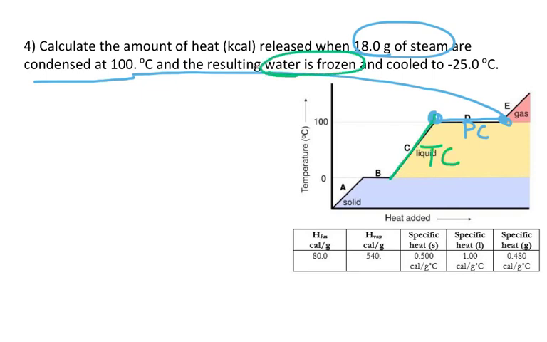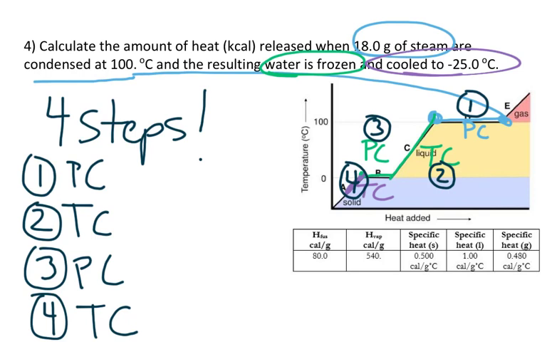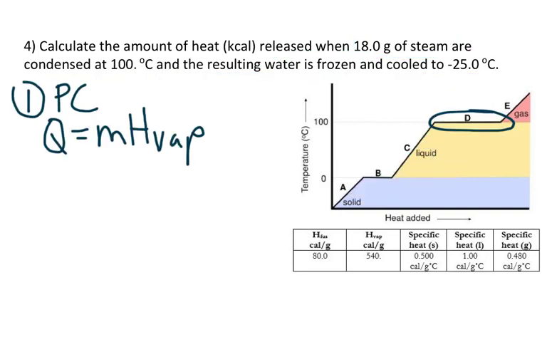Then we have to do a temperature change to go all the way down to the freezing point of water and freeze it solid. So it's a temperature change down to 0 and then a phase change to solid at 0. Then we have to cool it even further and we have to do another temperature change to cool it down to negative 25 degrees Celsius. So this is going to be a total of 4 steps in this problem. First a phase change, then a temperature change, then a phase change, then another temperature change. So I'm going to do each step separately.